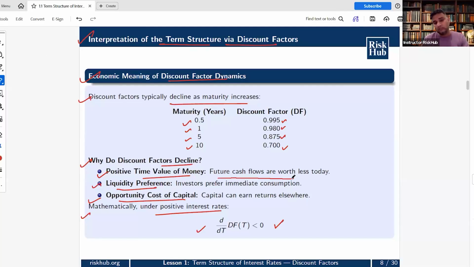So all these future cash flows are worth less today. Positive time value of money. Investors prefer immediate consumption, liquidity preference. Opportunity cost of capital: they can earn it elsewhere. Right? These are all kind of important things, right?